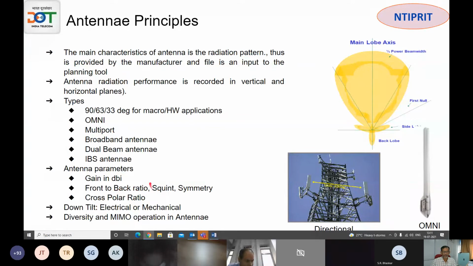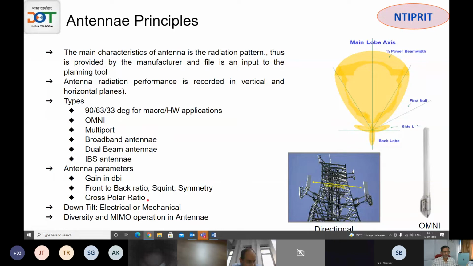Squint is where, in the physical direction, it is pointing towards one point, but actually the beam is slightly tilted, which is not supposed to be. So this squint has to be plus or minus 1 degree or something like that. Then symmetry. Suppose you have a dual beam antenna with 2 beams. Both have to be similar. It cannot be different. You have multiple beams from the same antenna, but its beams have to be similar. It should be symmetric.